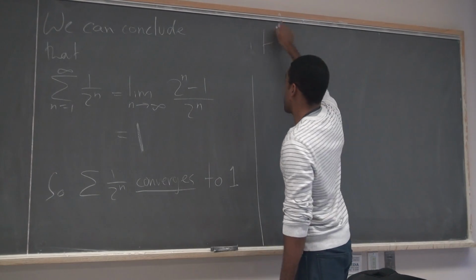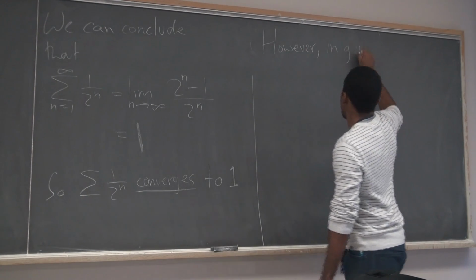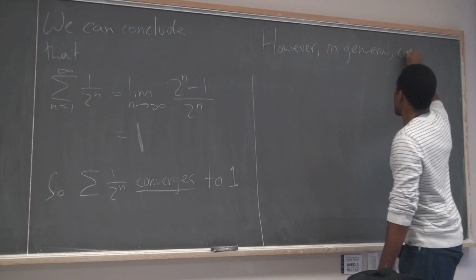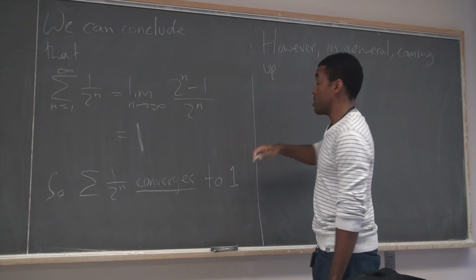However, of course, there's always a however. In general, coming up with a formula for Sn is difficult. Right, that one was actually a pretty easy example.